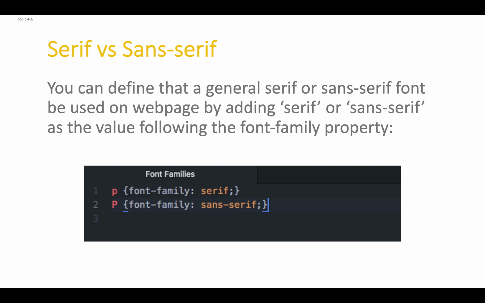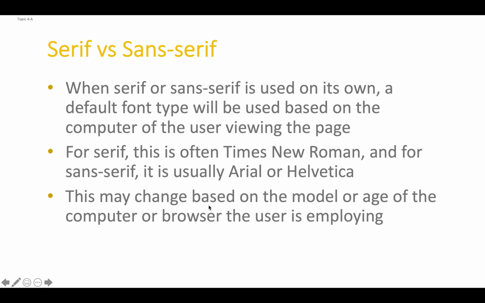You can define that a general serif or sans serif font be used on a web page by adding serif or sans serif following the font-family property, like we just did. When serif or sans serif is used on its own, a default font type will be used based on the computer of the user viewing the page. For serif, this is often Times New Roman, and for sans serif, this is usually Arial or Helvetica. This may change based on the model or the age of the computer or browser the user is employing.